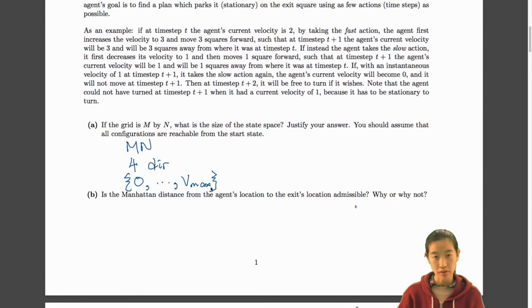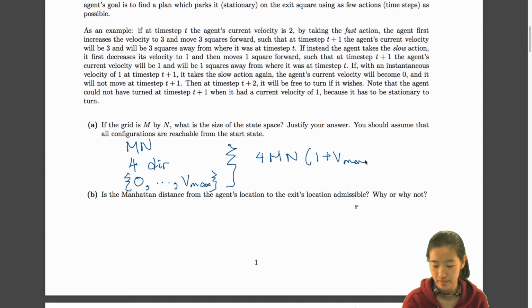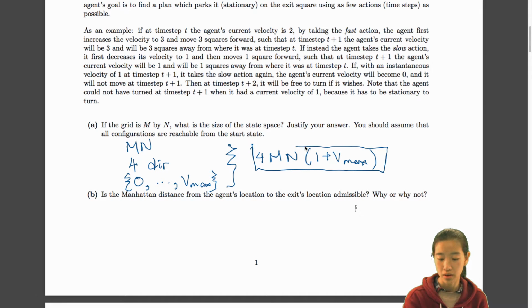So now that we have all this information, we can calculate the size of the state space. So how do we do this? We see all combinations of it, we multiply them together, and we will get 4 times n times n times (1 plus Vmax). That's our solution to part A.